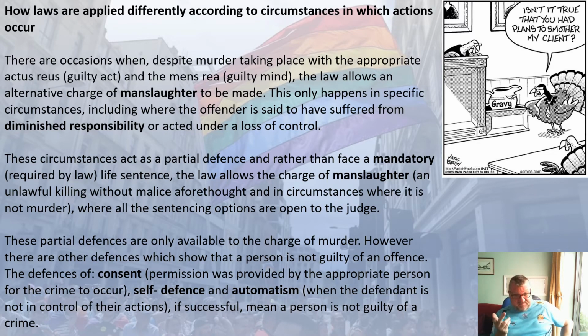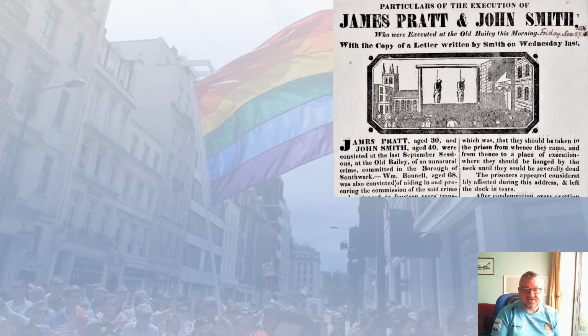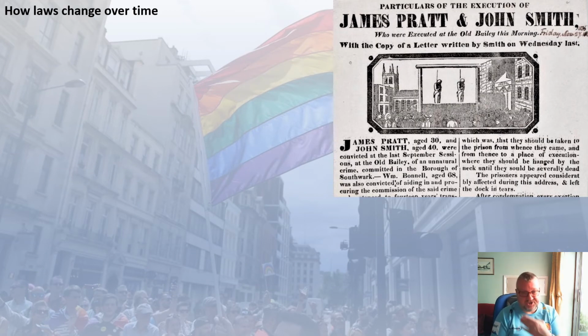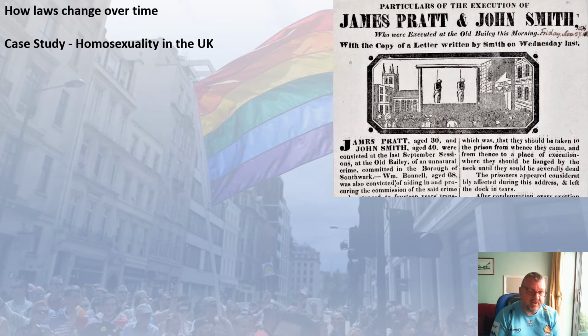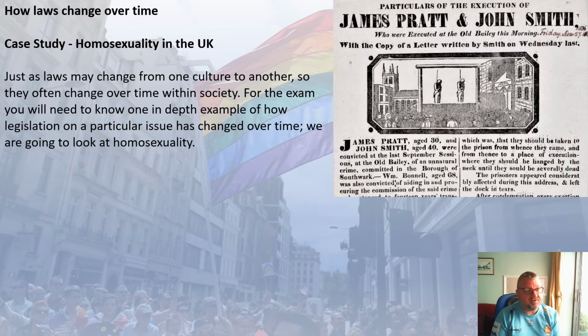Then there's self-defence. That speaks for itself. And then automatism, where the defendant is not in control of their actions. So mentally ill, whatever. Okay. If successful, that would mean a person's not guilty of a crime. So this now takes us on to how laws change over time. And we're going to do a case study and look at the legal history of homosexuality in the UK.